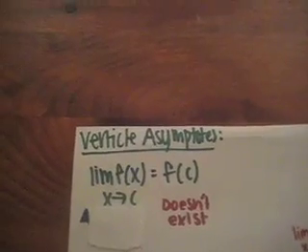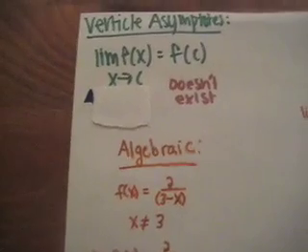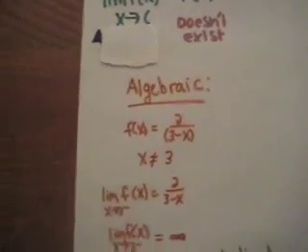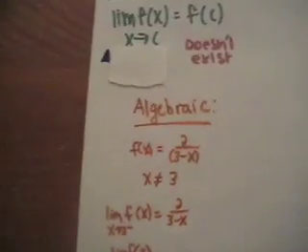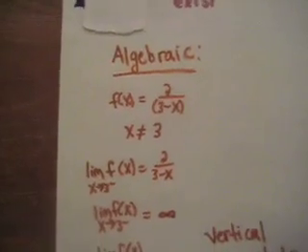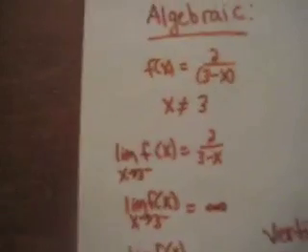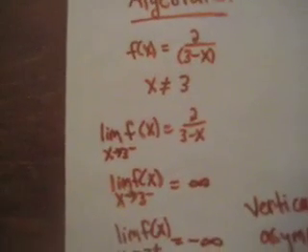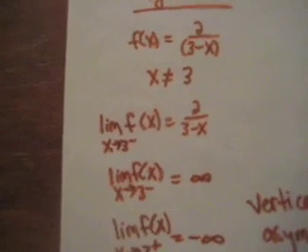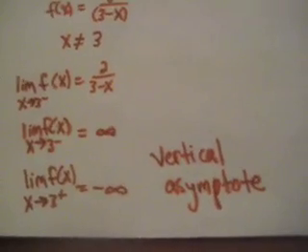Vertical asymptotes. Algebraic. We have the function f of x equals 2 over 3 minus x. When we plug in 3 for x, the denominator equals 0, so it does not exist. However, the limit does exist. The left-hand limit as x approaches 3 is infinity, and the right-hand limit when x approaches 3 is negative infinity. This is how you know algebraically that you have a vertical asymptote.